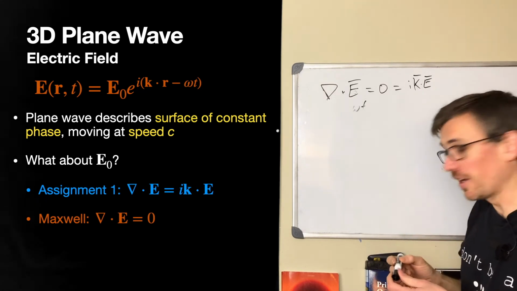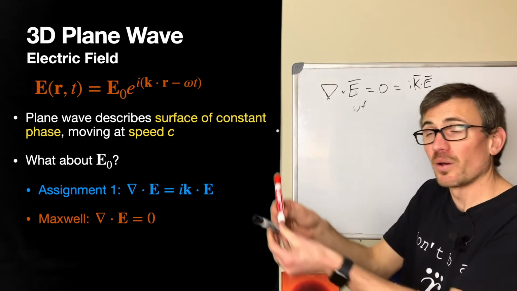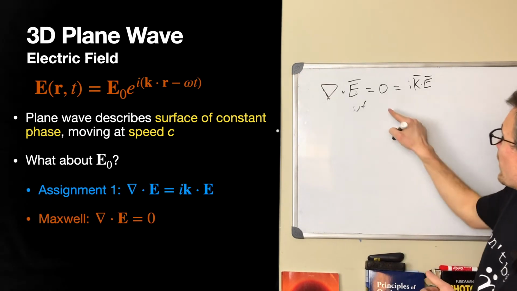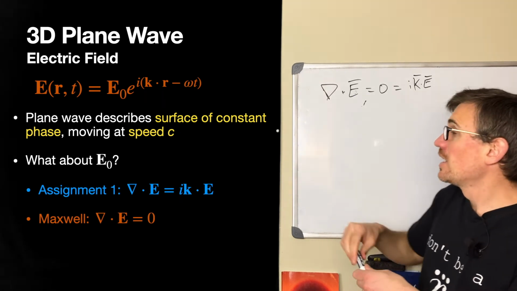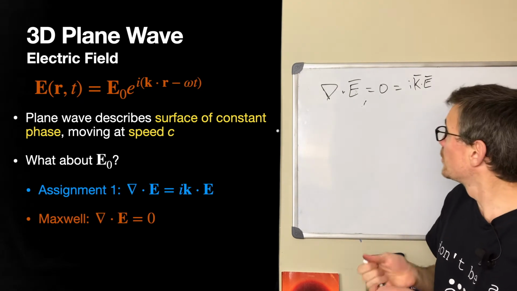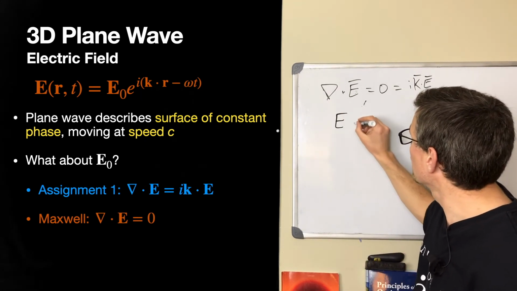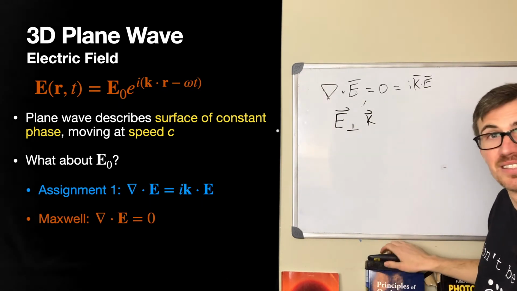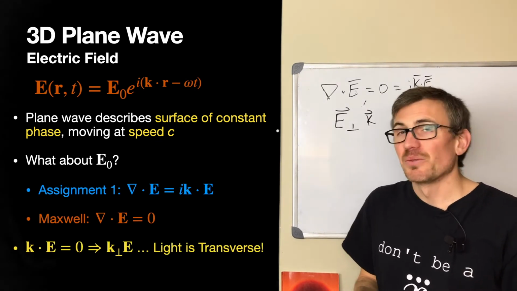So if the dot product of two vectors is 0, that means they're perpendicular, right? What do you know? If we look at this, we have directly, falling out of the math, that we have a plane wave, and it doesn't tell us exactly what E is, but it says whatever it is, it's perpendicular to k. It's along that plane of constant phase. So we have that E is perpendicular to k. In other words, light is transverse. So we now know that light is transverse. We figured out quite a lot.